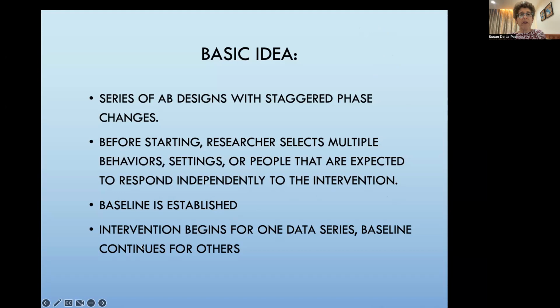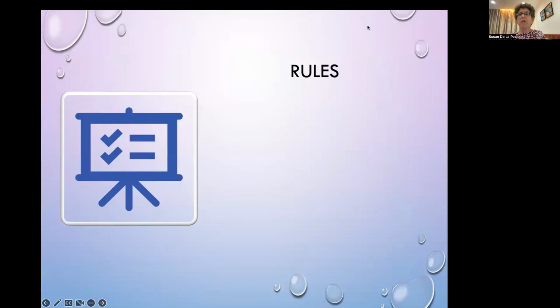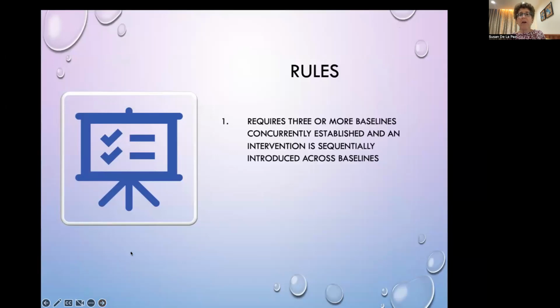Before you start, the researcher selects multiple behavior settings or people expected to respond independently to the intervention. You go ahead and have your baseline. You have an intervention for one data series. The baseline continues for the others, and then you're going to repeat this. Okay, so the rules are 3 or more baselines concurrently established and intervention is sequentially introduced.